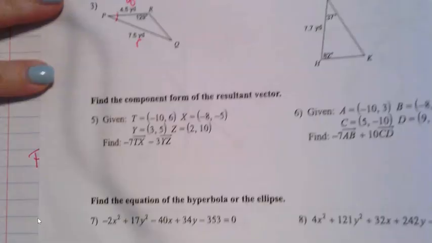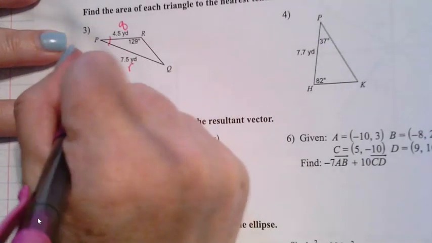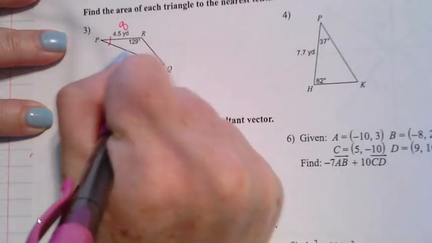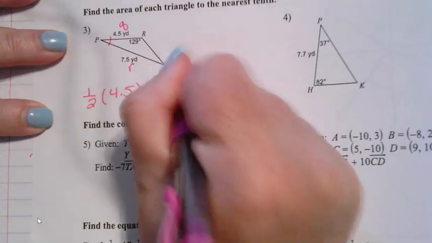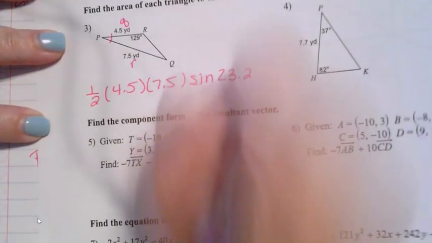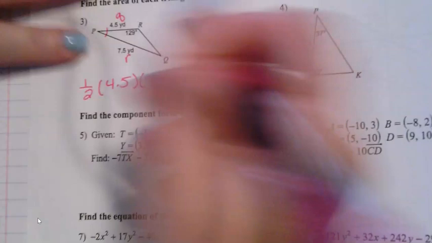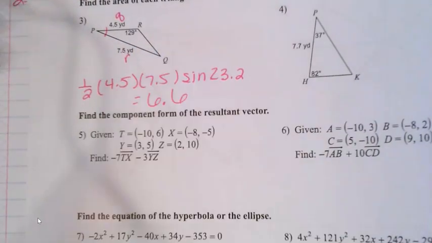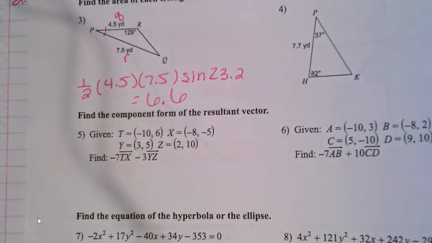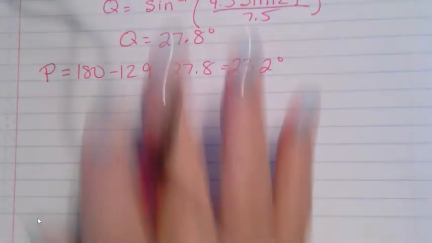So I now know this angle, so I can do area. Okay, so 1/2 my two sides sine of 23.2. Okay. And my area came out to be 6.6. Okay. Sorry. Okay, so now number 3.